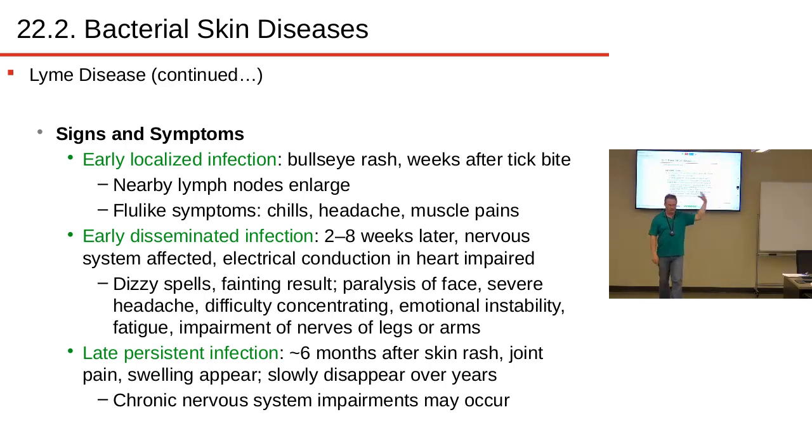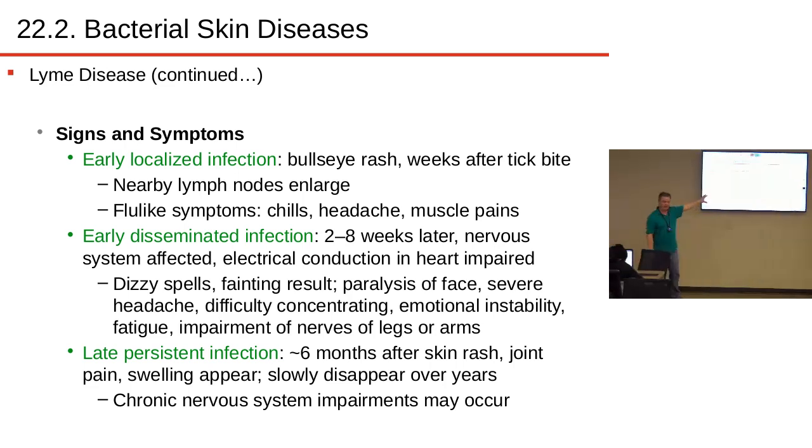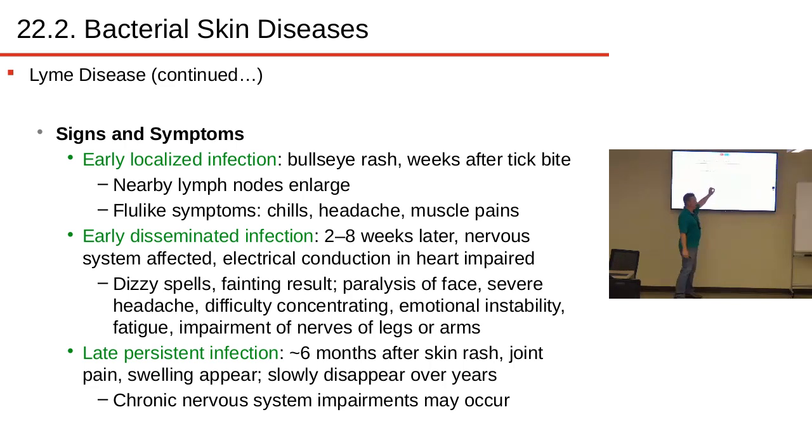Just imagine, even within your own mind, having all this stuff happening, I'm sure you're not going to be a very pleasant person. But for those who have allowed it to go completely to the other side, it's actually affecting their ability to handle their emotions because of nervous system breakdown. Fatigue, impairment of nerves of the legs and arms. So we start seeing people become completely paralyzed.